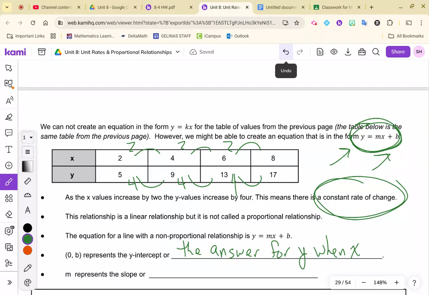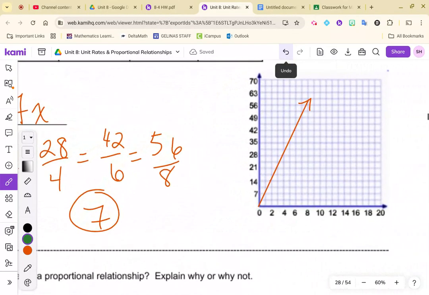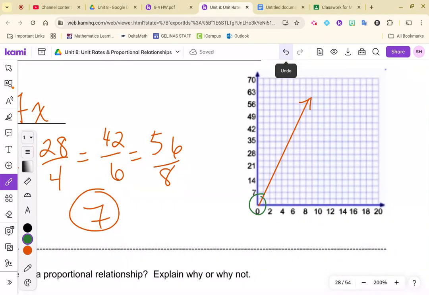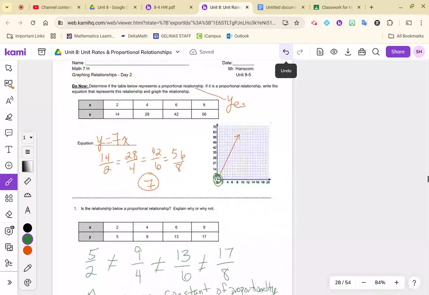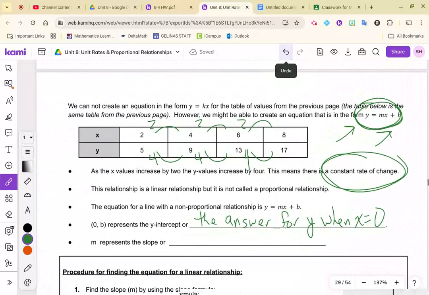when x equals 0. You might remember when we were graphing proportional things, we always knew when things were proportional what the answer for y was when x equals 0. Because if I go back to the do now, when x was 0, y was also 0. We were hitting 0, 0 every time. But that's not going to be true anymore. M represents what's called the slope, or better known as the rate of change.